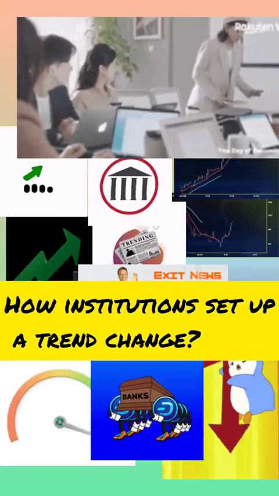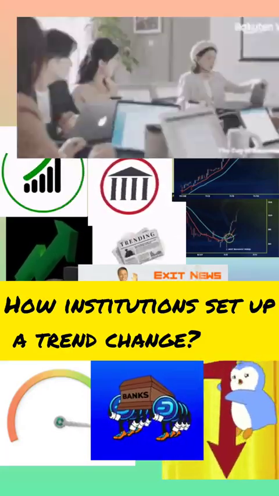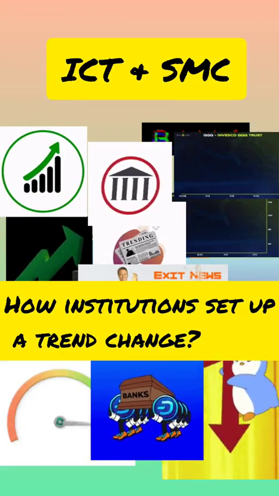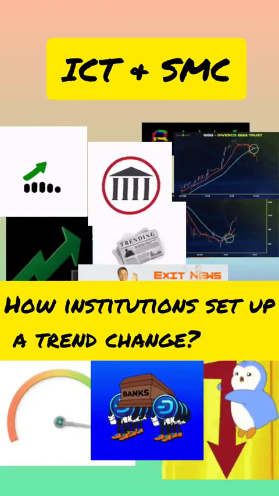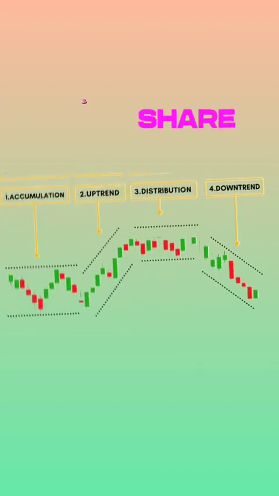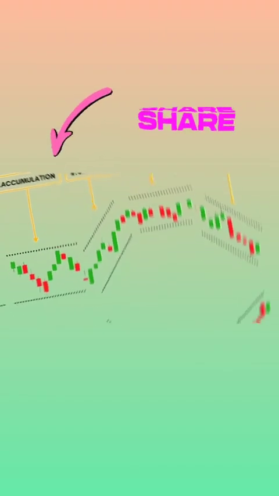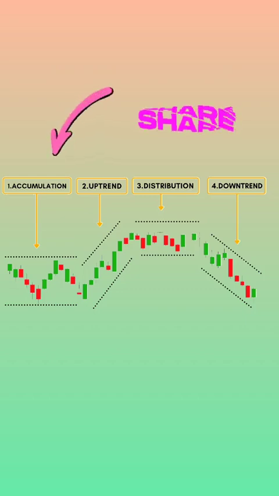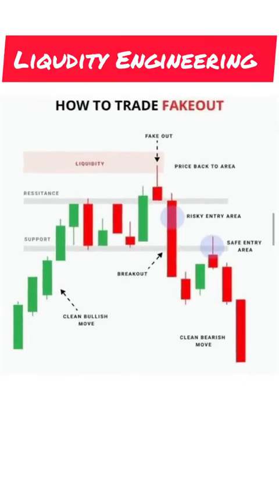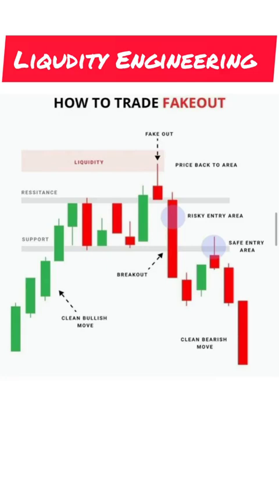This is a legendary question: how institutions set up the market before a trend change. They use a blueprint almost every time because they need liquidity. This setup is known in smart money and ICT (Inner Circle Trader) terms as the accumulation or distribution phase, and it always leaves clues. Here's the most perfect breakdown of how institutions set up a trend change before it happens, based on deep market logic.